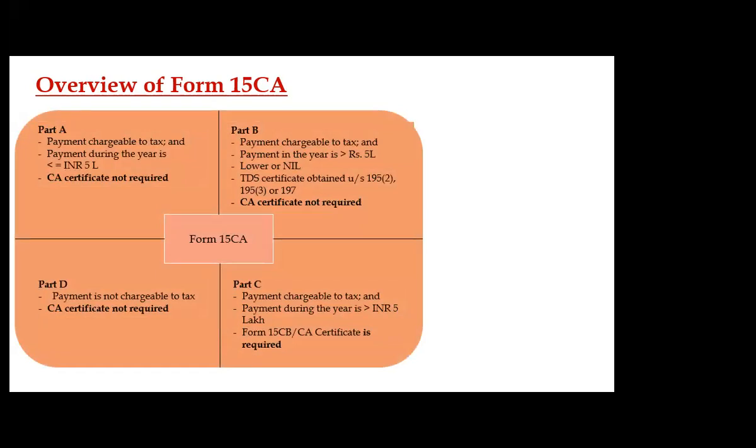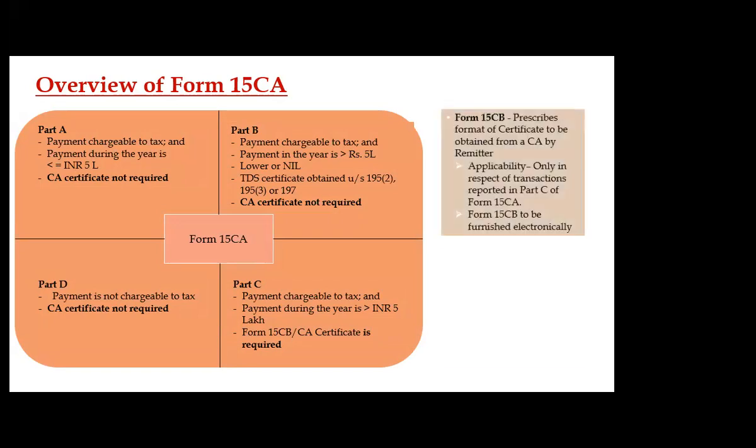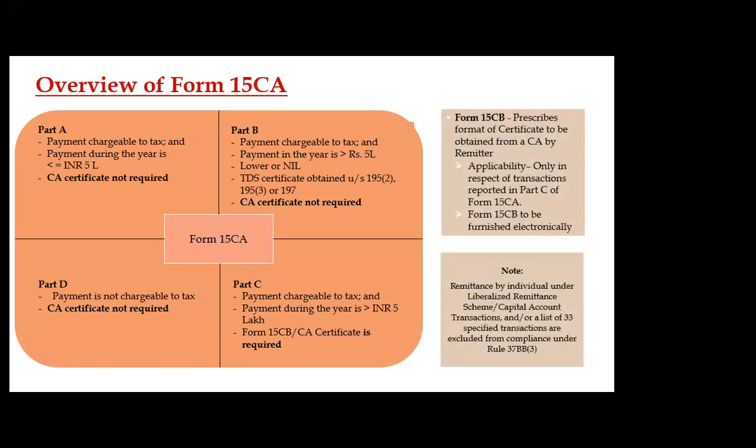Now part D. Part D is where the payment is not chargeable to tax at all. Again, CA certificate not required. For example, reimbursement of expenses, agriculture income, or a gift to a relative. Part D. CA certificate not required, as the payment is not chargeable to tax. So part D goes. Now coming to part C.